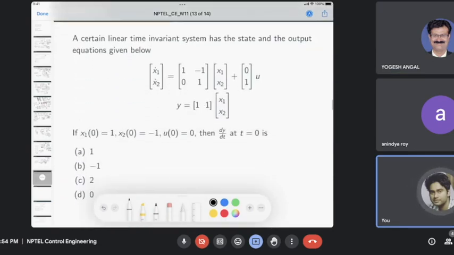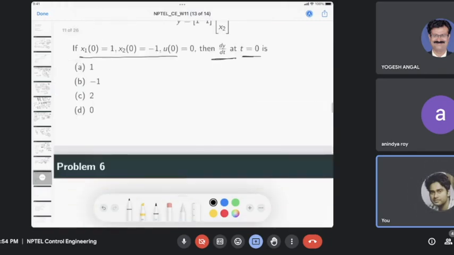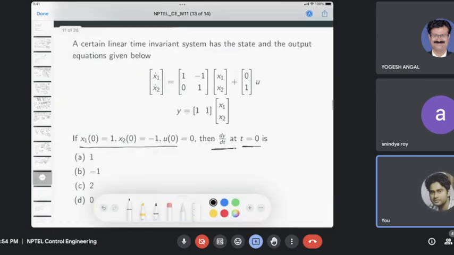Okay, so we move to the next question. We are given a state and output equation, and we want to find dy by dt, with some initial conditions given at the initial time. From this state output equation, y is equal to x1 plus x2. Let's just multiply these two matrices, so y is x1 plus x2.